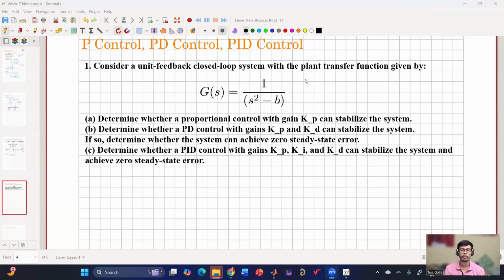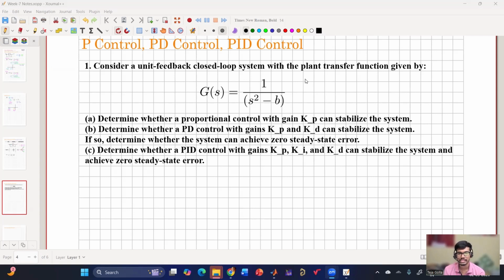So I have given one open loop unstable plant transfer function, and I have given three cases. In the first case, we are using proportional control with gain Kp, and we are asking whether it can stabilize for any value of Kp. Can it be stabilized? So that is the question. Then we'll move to PD control.